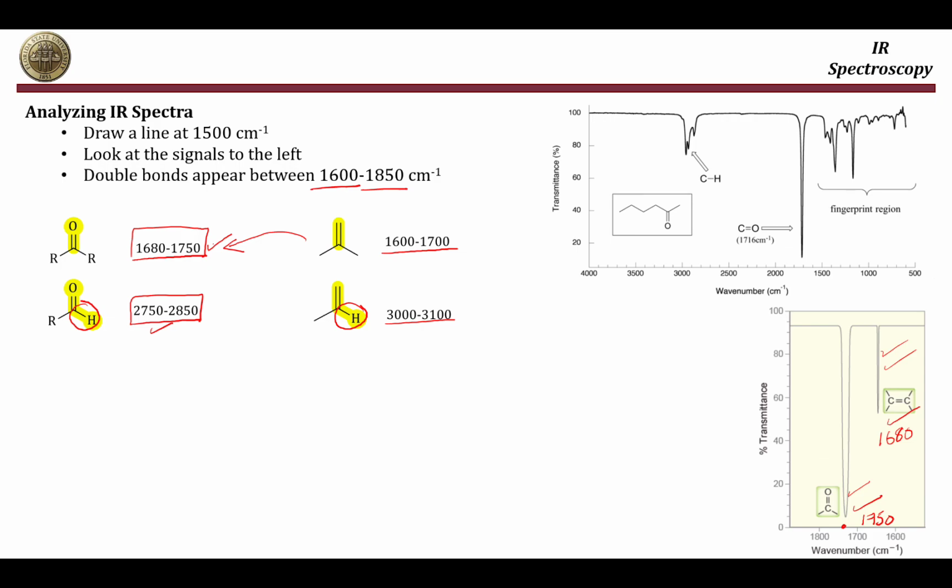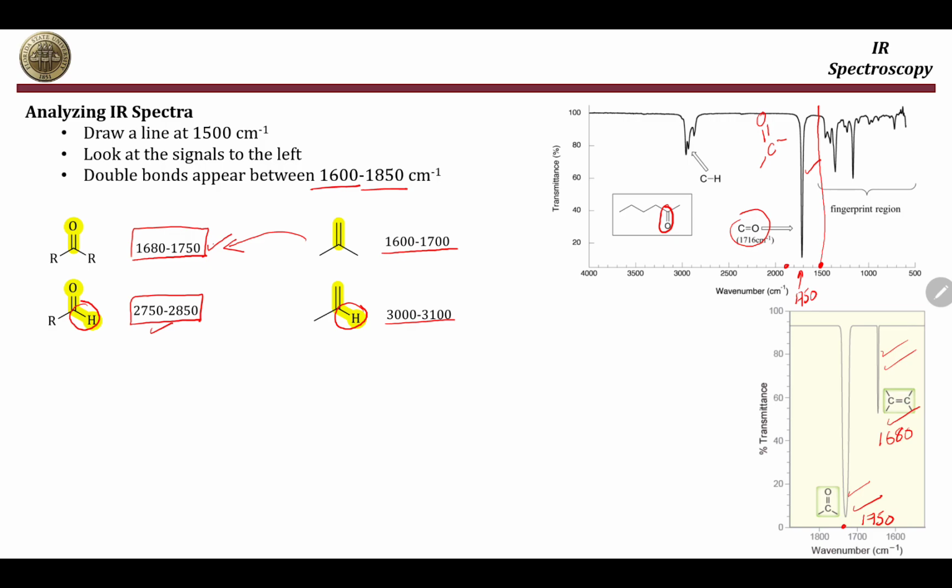This is, for example, a spectrum of this compound which is here. This is a compound which has a carbonyl group. This is a ketone. Let's say I gave you this spectrum. First of all, draw a line at 1500, and then look at this region, which is between 1500 and let's say 1850. Okay, so you only have this peak here, which is around 1700 or 1750. This is a peak with high intensity. So this is telling me that this is a compound which has a carbonyl. Now I'm not sure if this is an aldehyde or a ketone.